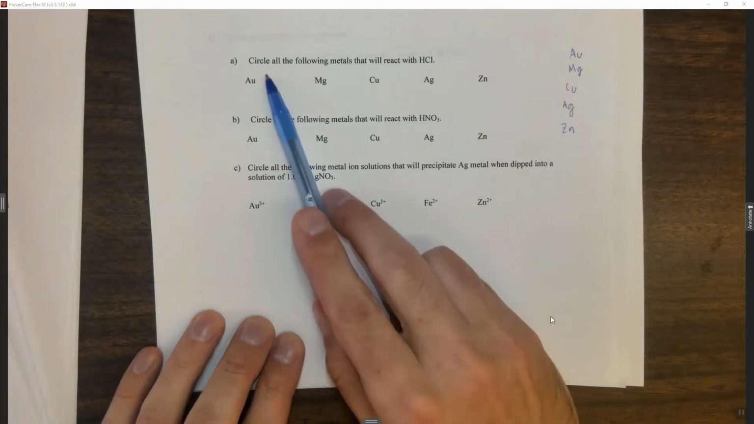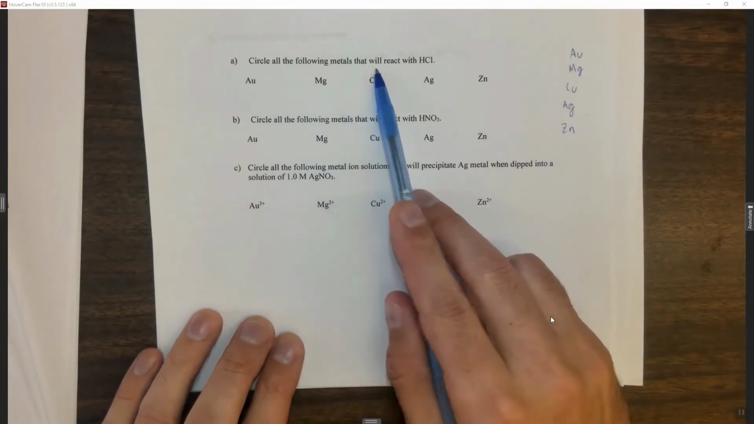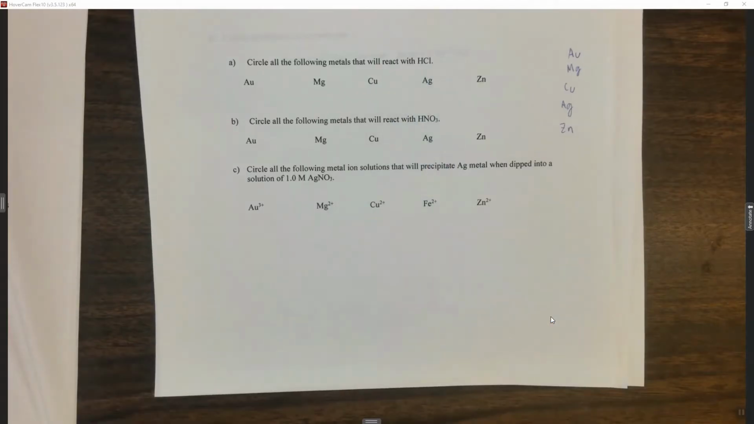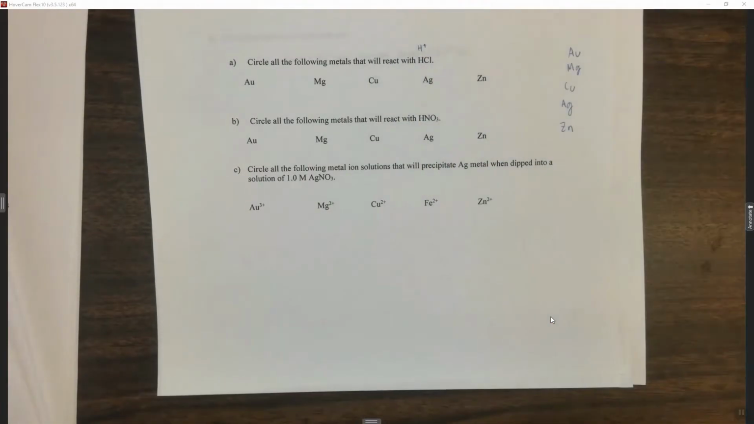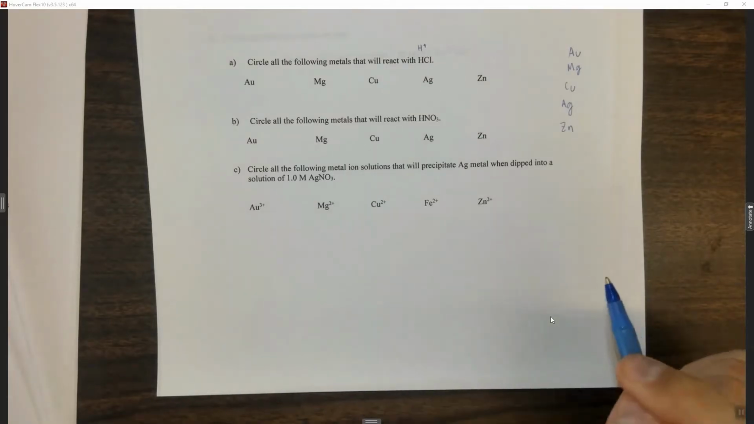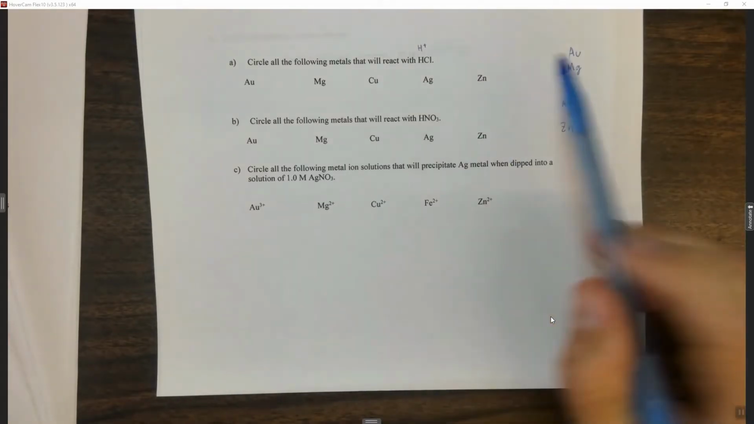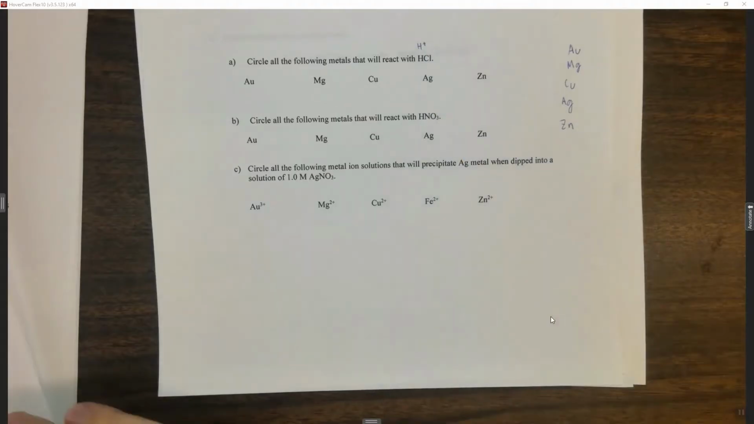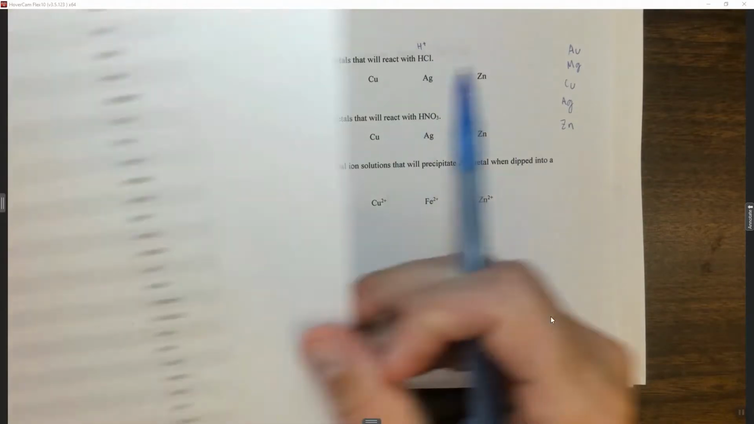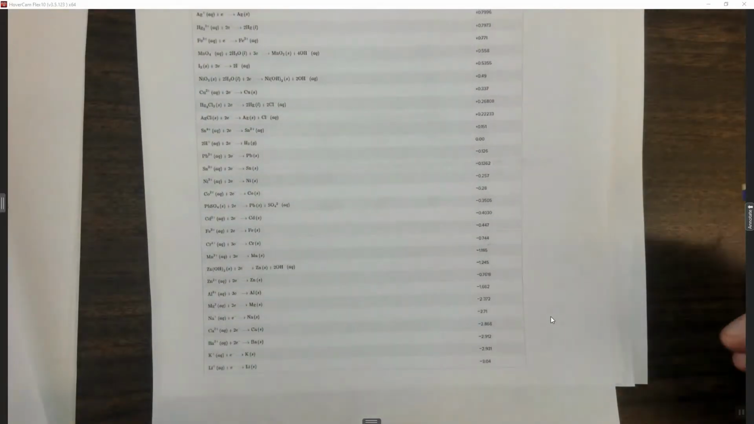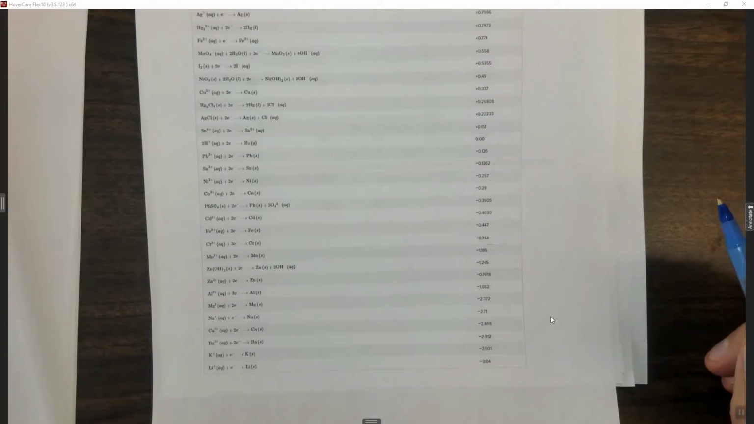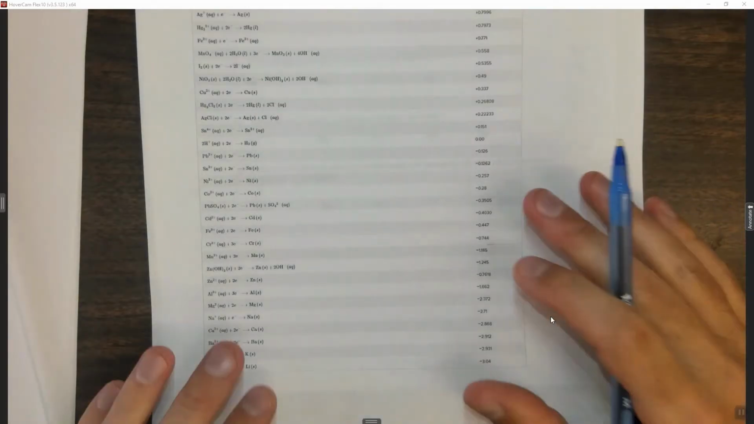All right. Question A says, circle all the following metals that will react with HCl. So HCl has H plus in it. So anything with a lower standard reduction potential than H plus will react with HCl. So if we look here at this list, what we're looking for is anything that will react with HCl.